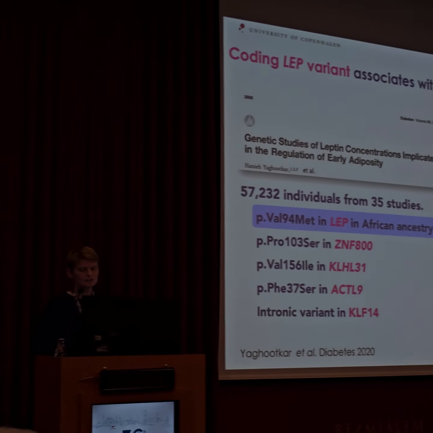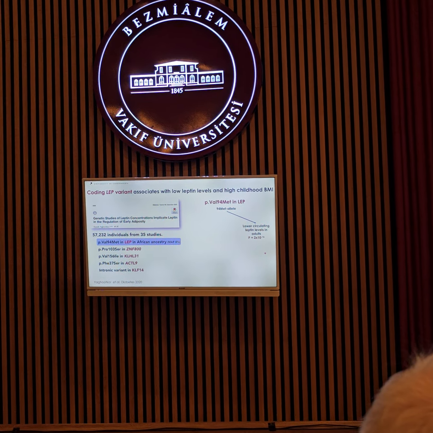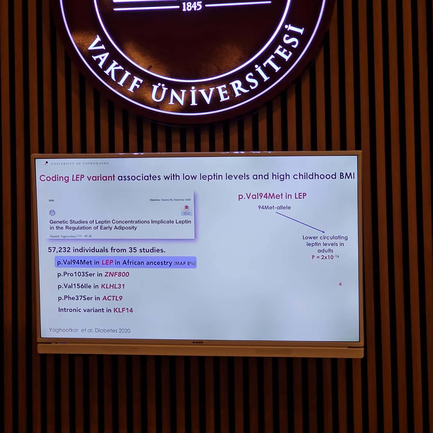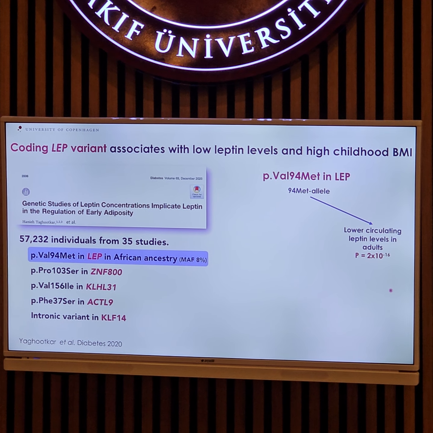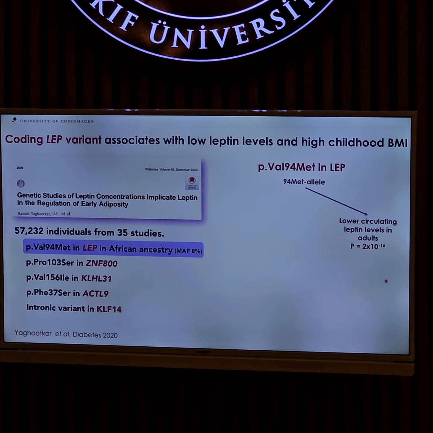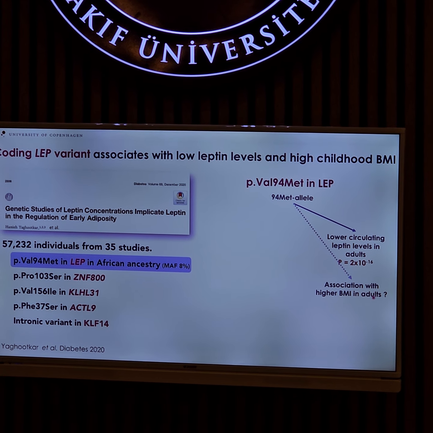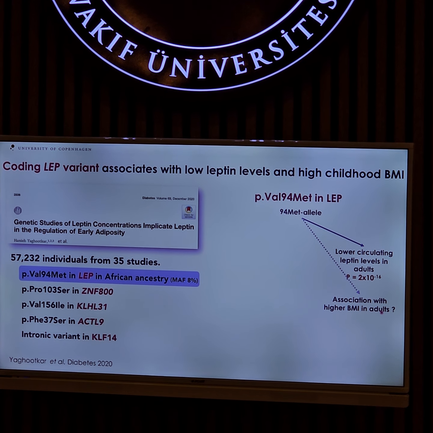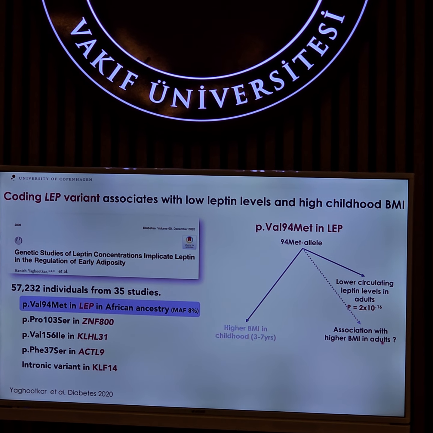The association with adult BMI is not so clear. Again, I have to remind you that here we had to do the analysis in populations of African ancestry because the variant does not exist in other ancestries. In 4 populations, we see that in 2 populations we find an association with higher BMI. In the 2 other populations, we do not. So we are trying to figure out what's going on. But again, what we see is a strong association with childhood BMI.